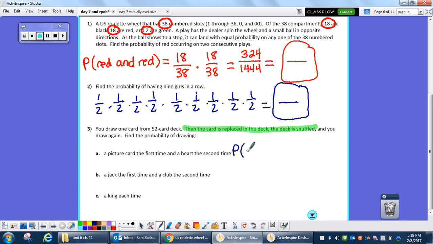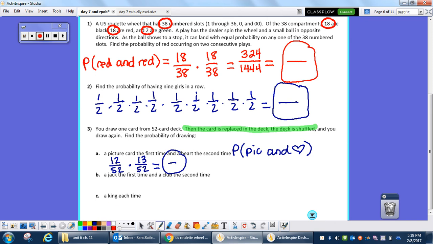So you want a picture card and then a heart. If you remember from last class, the keyword was or. This class, the keyword is and. So the probability of having a picture card is 12 out of 52, times the card is replaced back in, so you still have 52 cards, and now you have 13 hearts. So multiply, and then I will be checking your simplified answer. Okay?